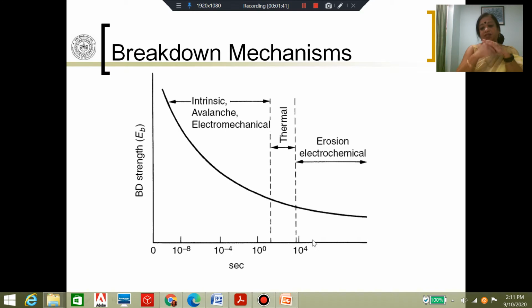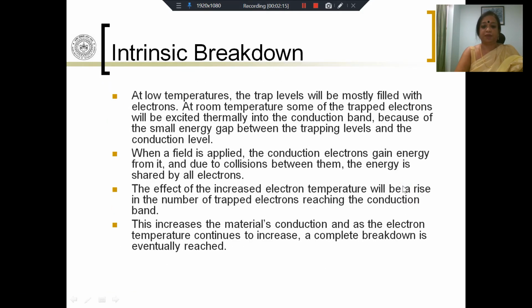But it is of concern because, as you can see, as the time increases, the breakdown strength decreases, which means that there might come a certain time after an apparatus has been in service for a considerable number of years, it might so happen that normal operating stresses can drive it to breakdown. And the processes which cause long-term breakdown are very different from the processes that we have been discussing, and principally these are erosion and electrochemical processes. Let us see what we mean by that.